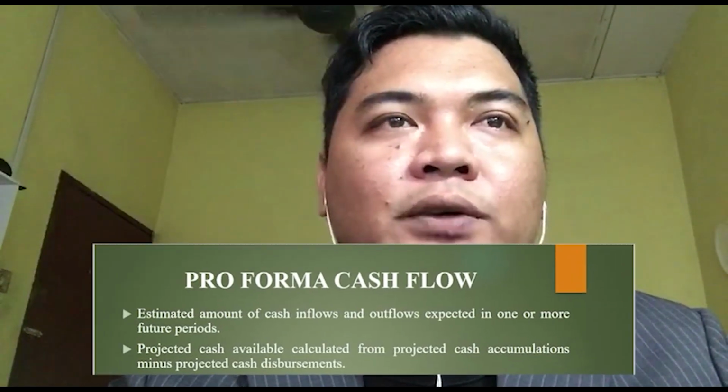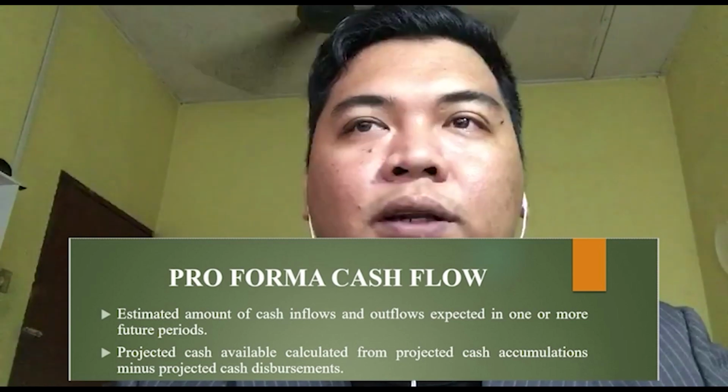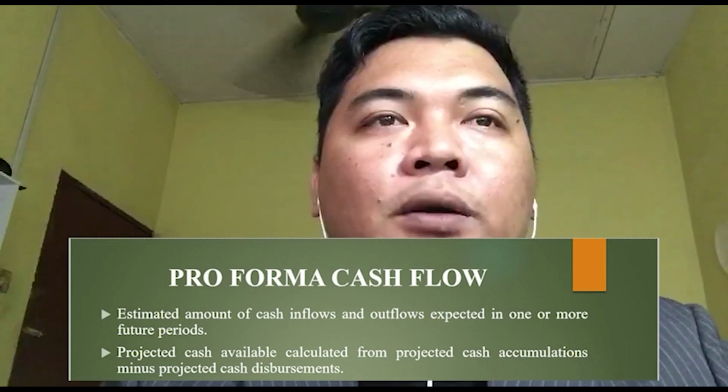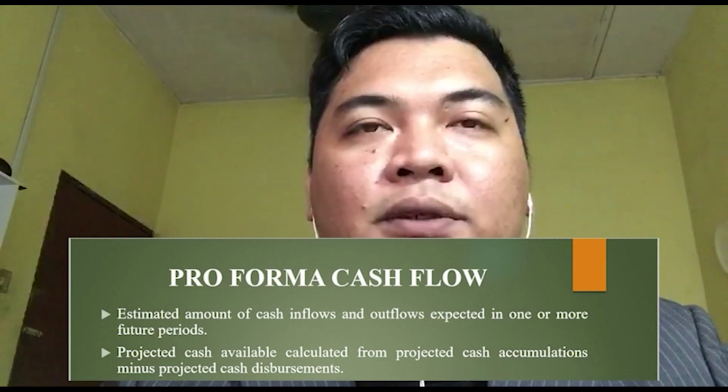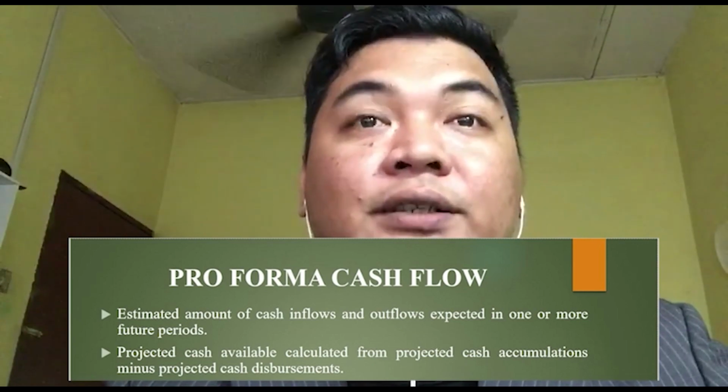Now we continue to the next subtopic, which we call the pro forma cash flow, which continues from the previous pro forma income statement, where we got the net income. After this, I will try to elaborate some. Pro forma cash flow is an estimate of the amount of cash inflow and outflow expected in one or more future periods. Projected cash available is calculated from projected cash accumulation minus projected cash disbursement.